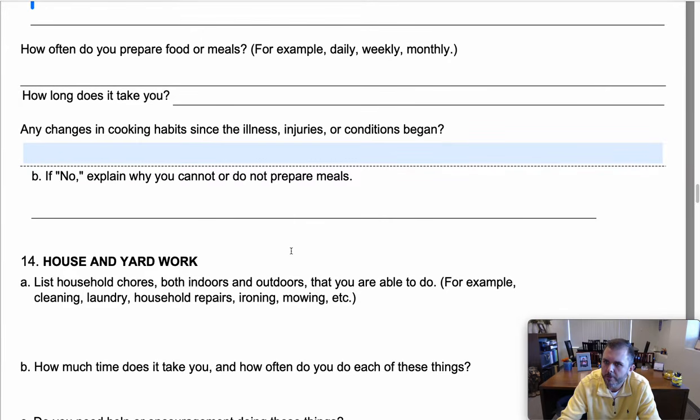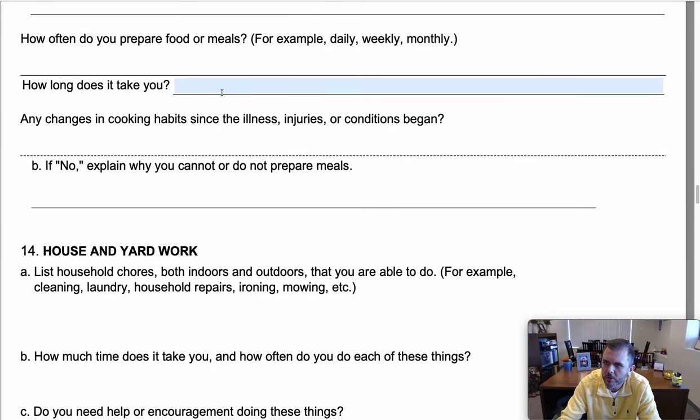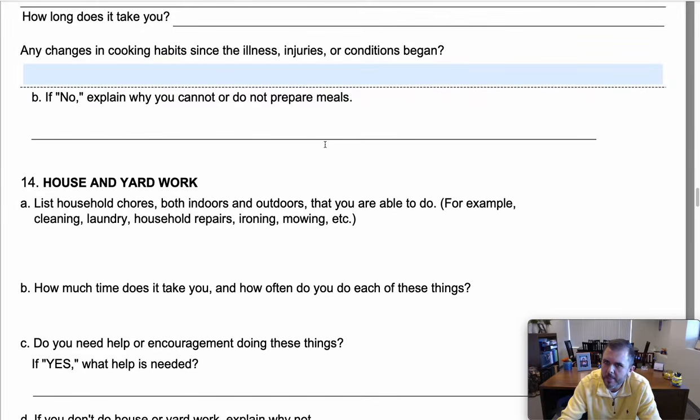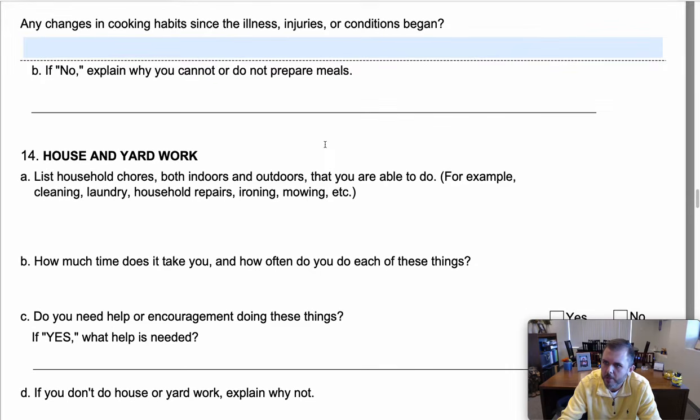How often do you prepare food or meals? And again, if you have somebody who helps you do this, you may not want to say daily. You may want to say every couple of days, that kind of thing. Any changes in cooking habits since the illness, injuries, or conditions began? The most common instance I see is that folks around my neck of the woods really love home-cooked meals, soup, beans, cornbread, things in the oven, things that take several hours to complete, and now they just do simple meals as in TV dinners or frozen meals, or they do a lot of leftovers. That's a common thing that I see. Or maybe in other places you do a lot more takeout, you do a lot more DoorDash, that kind of thing.